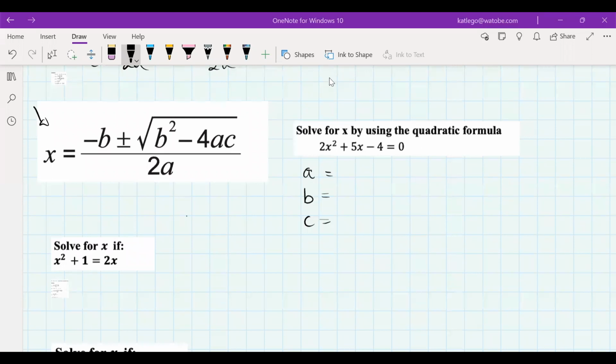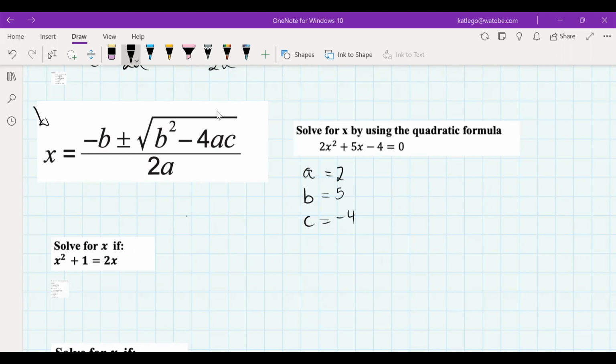Mohau? A is equal to 2. Mm-hmm. B is equal to 5. And C? Then C is equal to -4. -4.